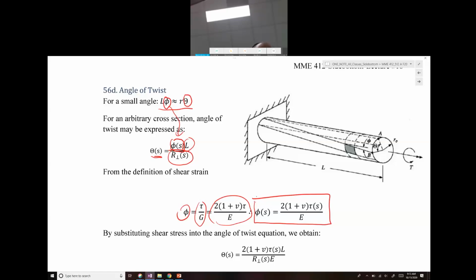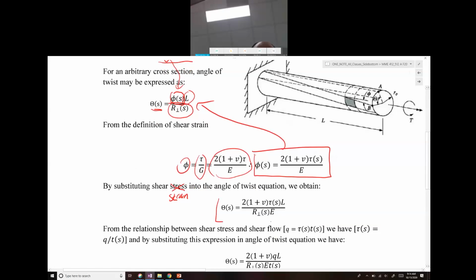It should not be shear stress, it should be shear strain. So we plug in our shear strain into this equation here, and we'll end up getting our angle of twist equation as a function of s, which is a function of our shear stress and our radius r of s at a point. Okay.